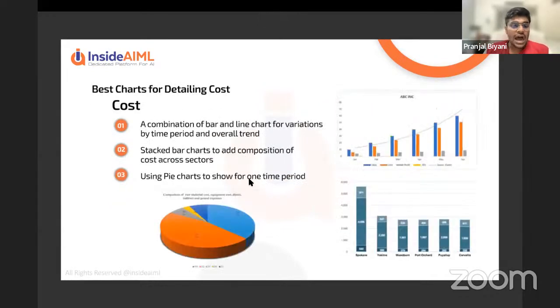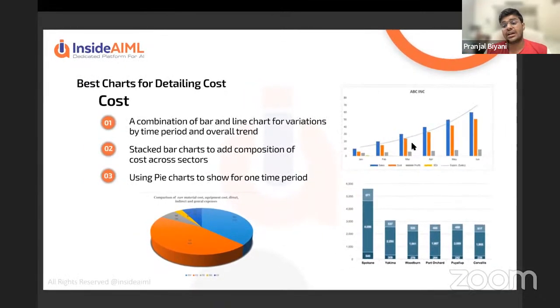Right. For ROI and detailing cost, you should always be looking at composition charts like pie charts. You should be comparing stacked bar charts over the time period. So you can see if your business is growing, not growing, stagnant, which particular part of your business is actually making a lot more growth.